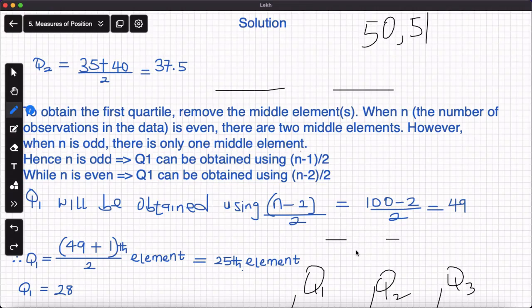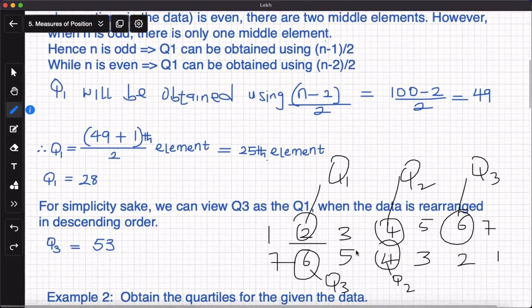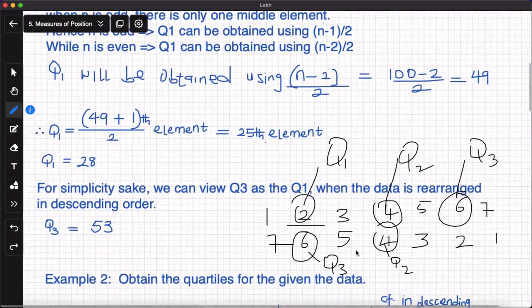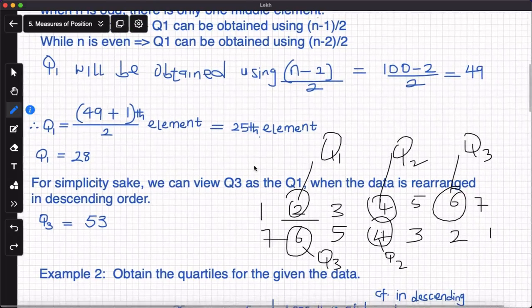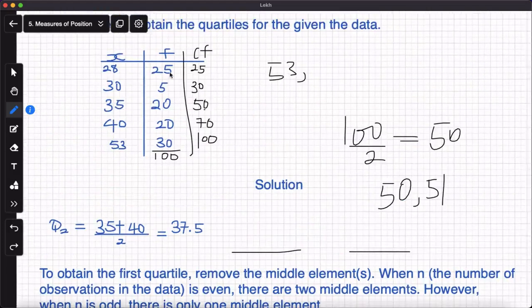Now that we know the number of observations we have to the left and right, we need to get our Q1. So Q1 will be 49 plus 1, just the way we were doing before, divided by 2. I mean the element in position 49 plus 1 divided by 2, and that's going to be the 25th element. So go back to your frequency table and look at it. If you start from here, the 25th element happens to be 28. So that means you'll be repeating 28. You repeat it until you repeat it 25 times.